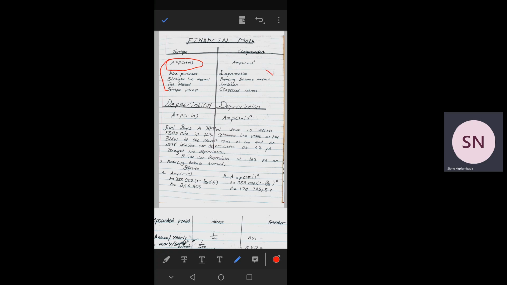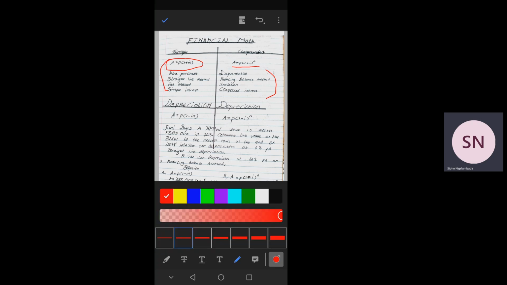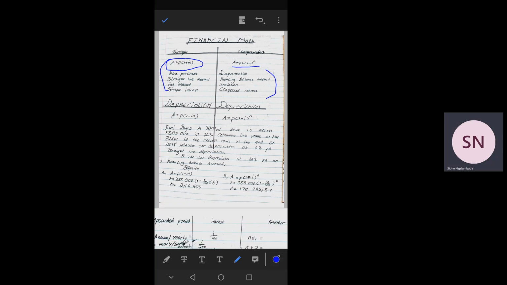Compound interest is exponential, also called reducing balance or inflation. It has its own compound formula. For depreciation, the formula changes: instead of plus, we use minus.